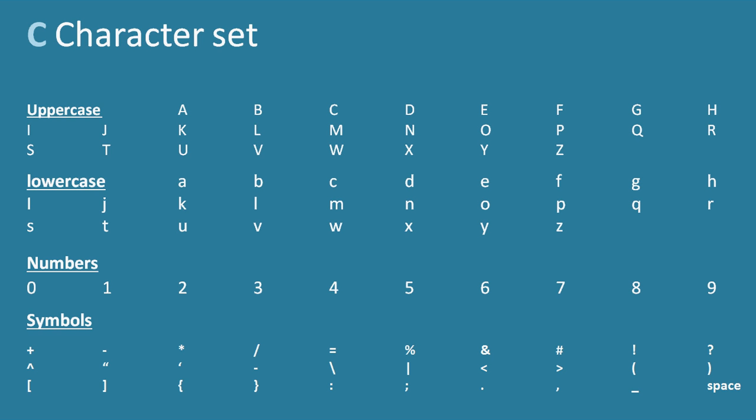The C character set. The C character set includes uppercase A to Z, lowercase a to z, and the digits 0 to 9, and some special characters as you can see on the screen. Few versions of the language also allow @ and $, which is not included in this particular list.